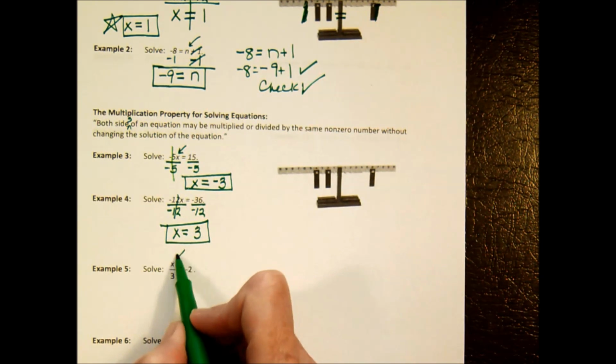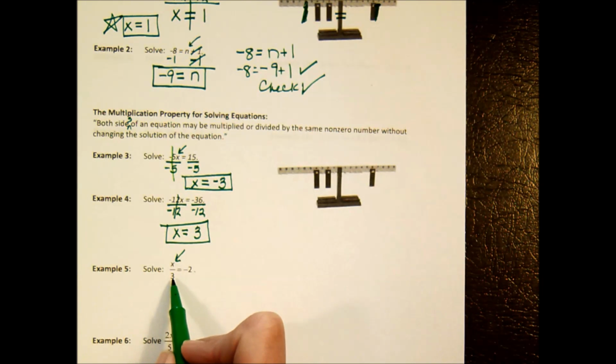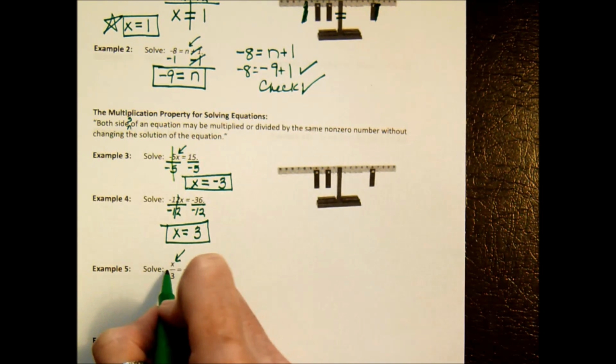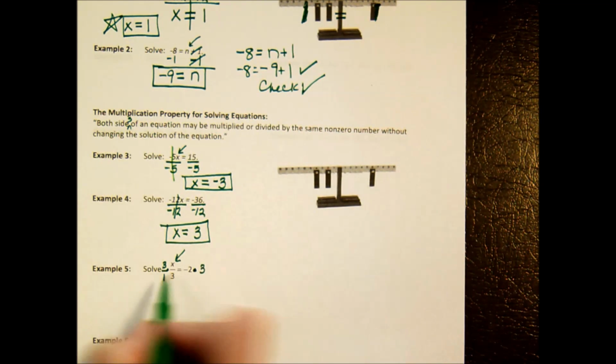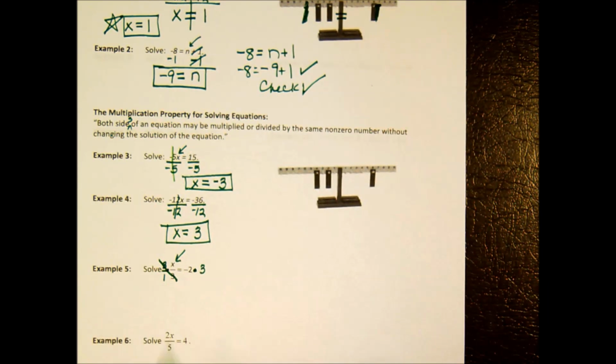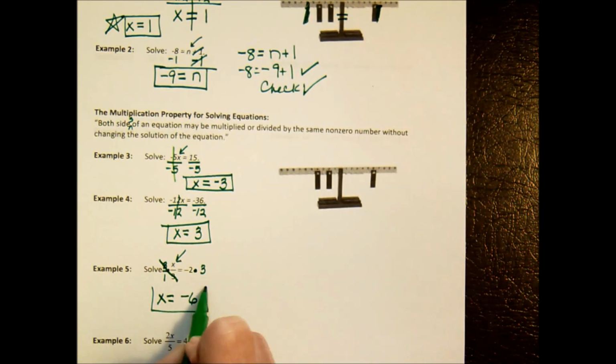Let's look at this one. Here's our variable. What's been done? It was divided by 3. How do you undo division? You multiply by the same number. So I'm going to multiply this side by 3, or 3 over 1. Multiply this side by 3. These 3's cross cancel, and I have x equals negative 2 times 3 is negative 6.